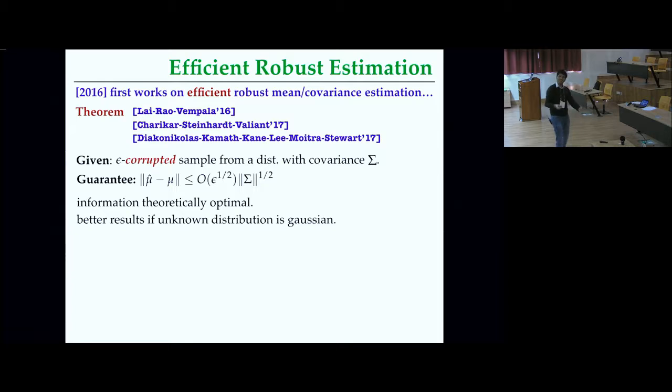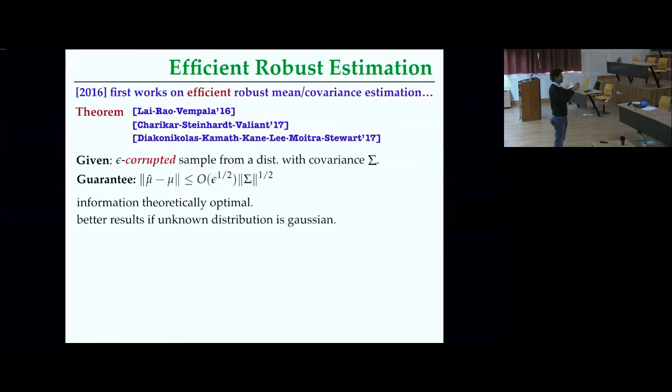Okay? And in some sense, there's a simple example which proves that this dependence is optimal. Roughly, the reason to expect this dependence on sigma to the 1/2 is that the largest eigenvalue of sigma measures whether there is a direction where the distribution has a huge variance. If the distribution has a huge variance, the adversary has a larger space to introduce outliers and try to fool you.